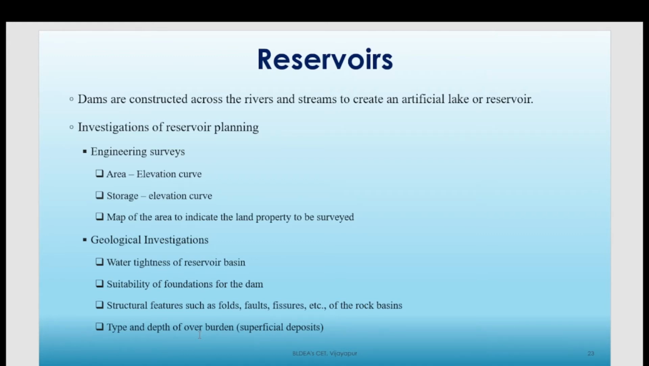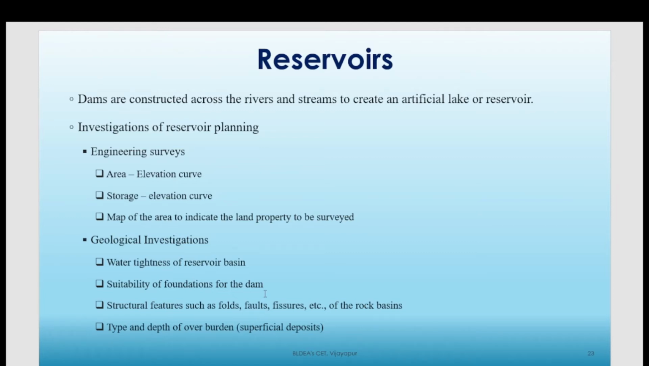And other than that, there are features like faults, folds, and fissures. These are basically cracks beneath the surface, which might increase the seepage of water, or might even damage the construction of the dam. And in future, because of an earthquake or anything, these faults, folds and fissures may increase, and because of that there can be damage or destruction to the dam. So before you plan for a reservoir, you have to do all this investigation.